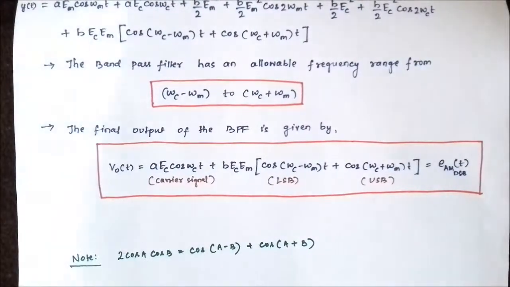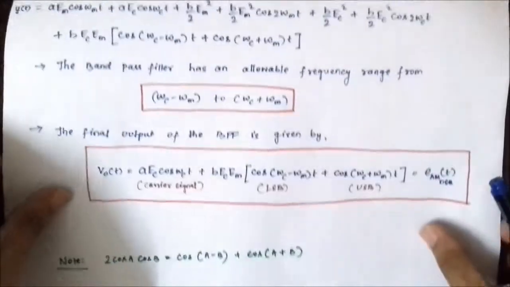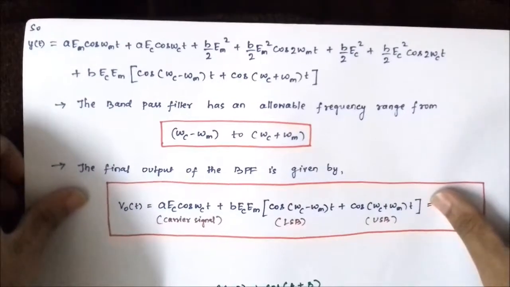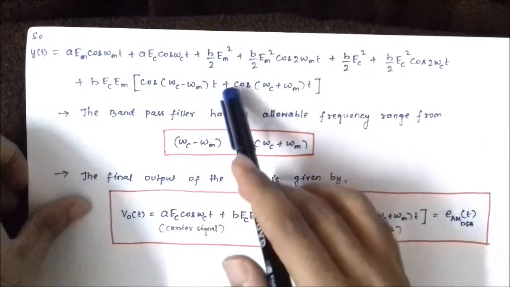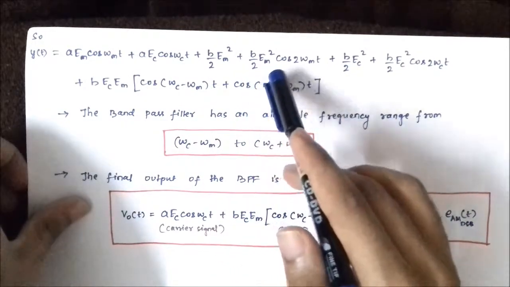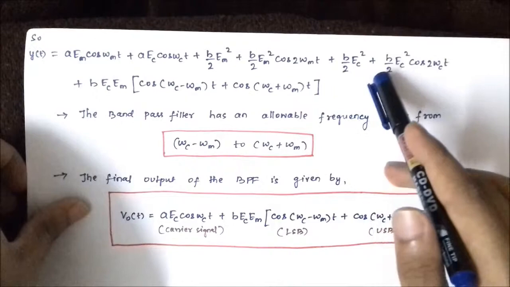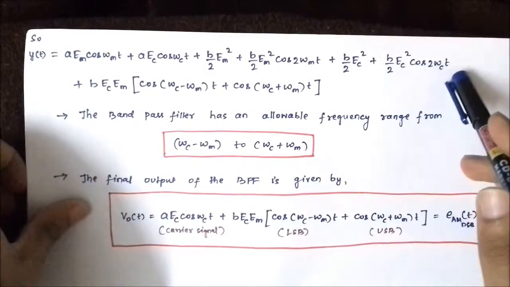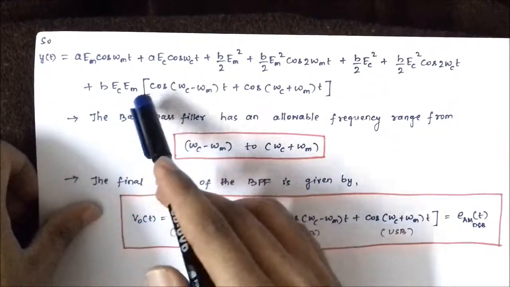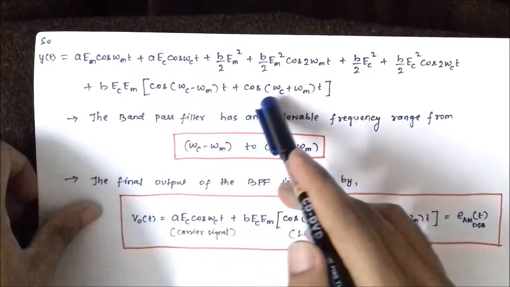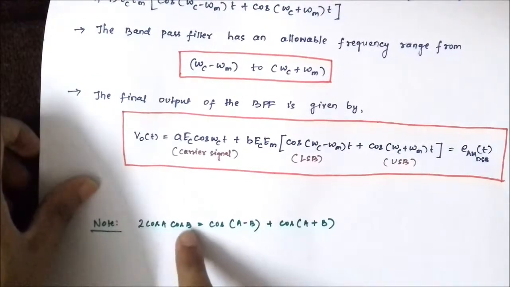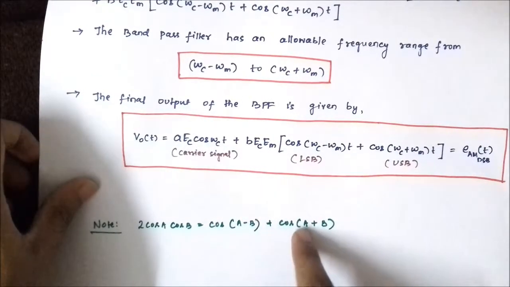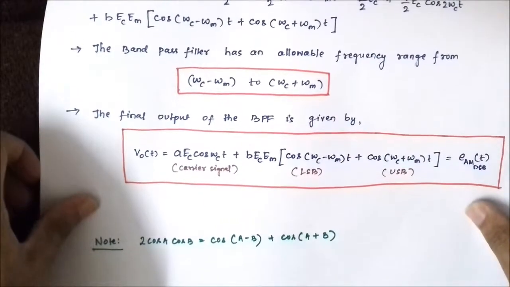Okay, next, in the next simplification step, we have a A_m cos ω_m t plus a A_c cos ω_c t plus b by 2 A_m square plus b by 2 A_m square cos 2ω_m t plus b by 2 A_c square plus b by 2 A_c square cos 2ω_c t plus b A_c A_m cos(ω_c minus ω_m)t plus cos(ω_c plus ω_m)t. We have put this identity: 2 cos a cos b is equal to cos(a minus b) plus cos(a plus b). Here a is equal to ω_c t and b is equal to ω_m t.